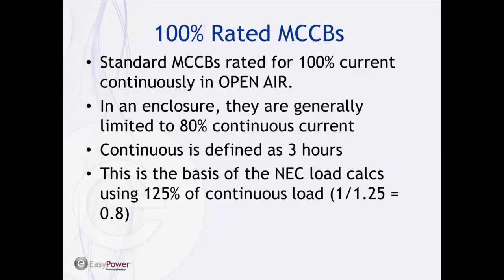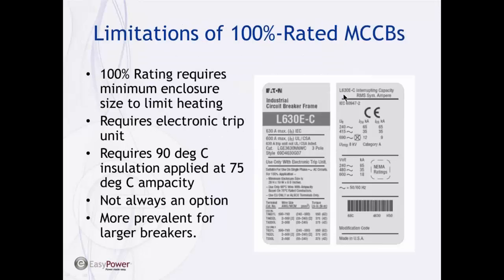Now when I get up in the bigger breaker sizes, that becomes a problem, because if I have a 3000 amp breaker, I'm limited to 80% of that, 2400 amps continuous, but I still have to size all my conductors based on the 3000 amps, not 2400. So because of that, you can buy what they call 100% rated multi-case circuit breakers.